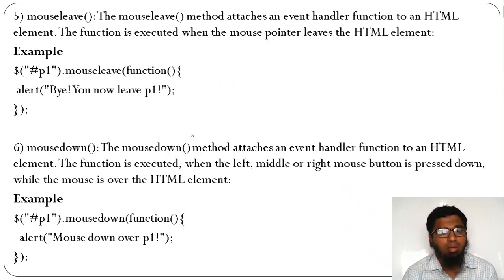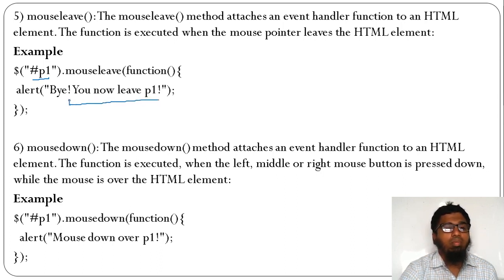Next one, mouse leave. The mouse leave method attaches an event handler function to an HTML element. The function is executed when the mouse pointer leaves the HTML element. So here the example is dollar, this is an ID dot mouse leave function, alert bye, you now leave this. So when you click and stop, then it will show you this alert message.